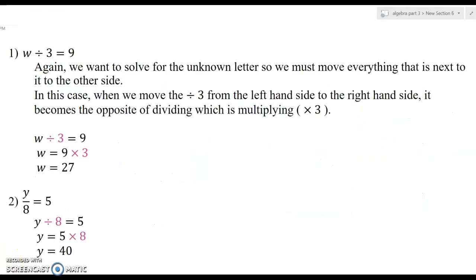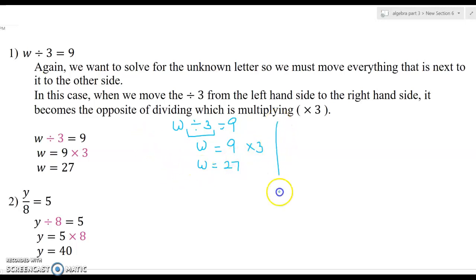And now let's look at the one with division. So you should be getting the little pattern going on, alright? So here we have w divided by 3 equals 9. We want to find the value of w, meaning we need to move across this division by 3. So put back your 9. The opposite of dividing by 3 will be multiplying by 3. And that's how we get w equals 27.